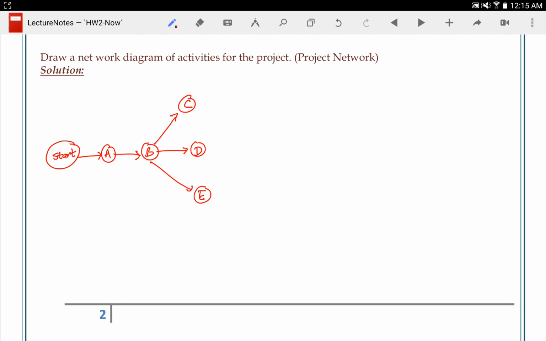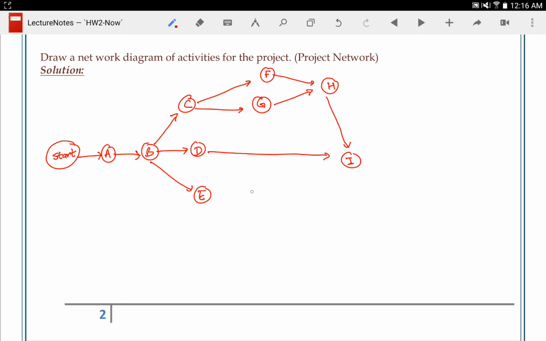Then after E comes F. F has one predecessor, that's C. G has one predecessor, that's C. And then H. H has two predecessors, F and G. And then we have I. I has three predecessors, H, D and E. And then we got J, its predecessor is I, and we are done, so we can celebrate with a finish node. That's all there is. Alright, let's go to the next problem.